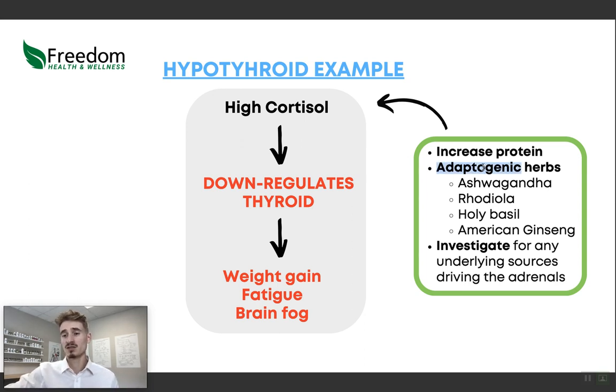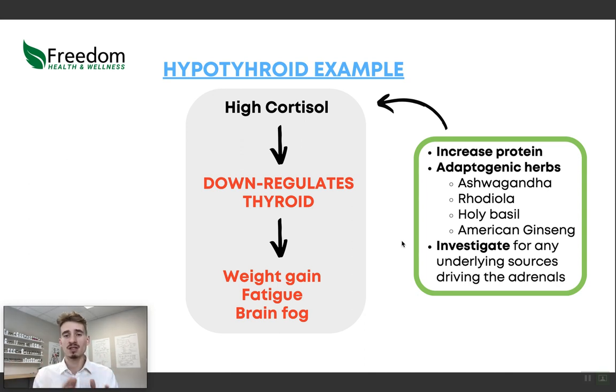You might consider adaptogenic herbs. Okay, so ashwagandha specifically can be really good for the thyroid. Other adaptogenic herbs with high cortisol issues are things like rhodiola, holy basil, which is also called tulsi, or maybe American ginseng. So these are just a couple of different examples. And then of course, whenever you have something like high cortisol, you want to investigate for any underlying sources driving the adrenal glands.